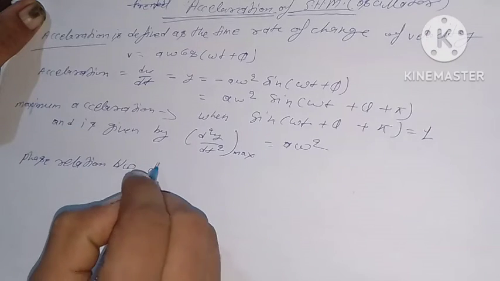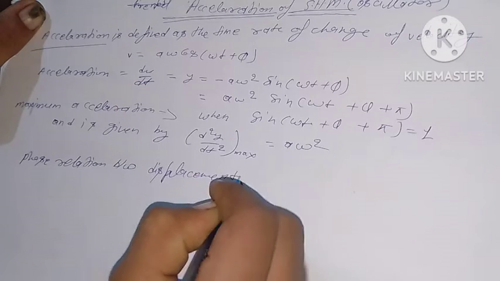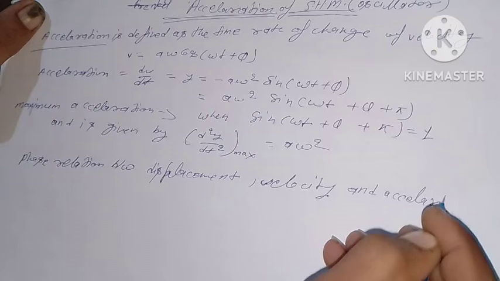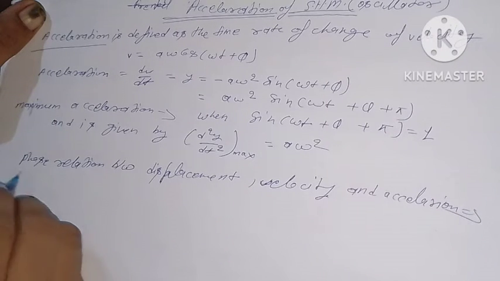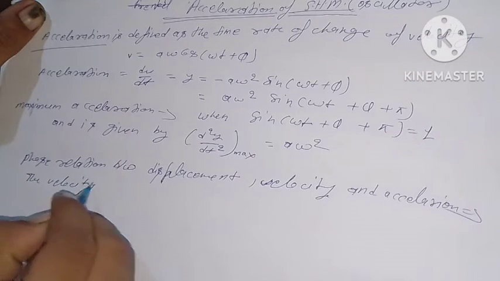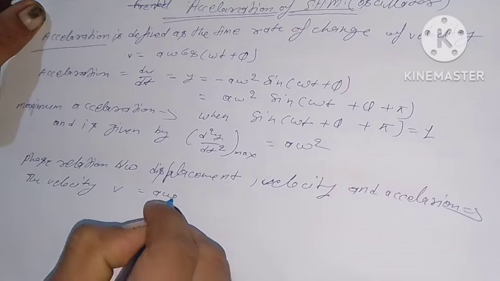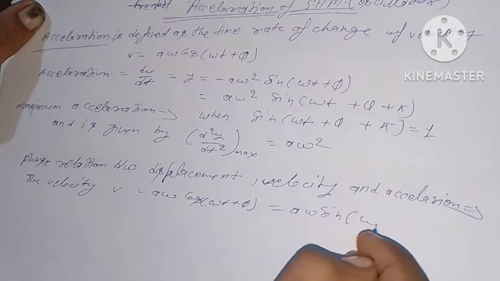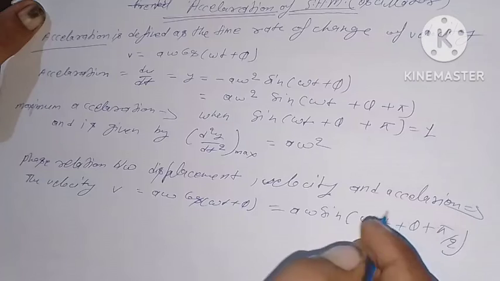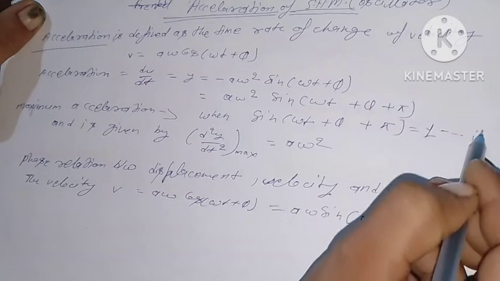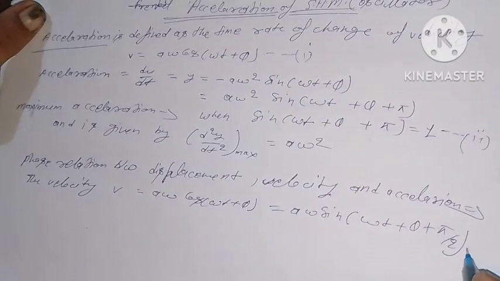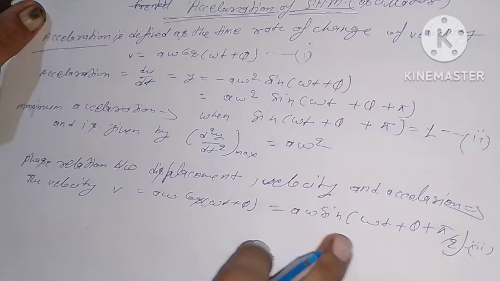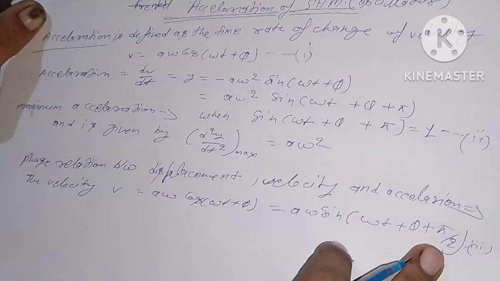Here is the phase relation between displacement, velocity and acceleration. The velocity v equals a omega cos(omega t plus phi), which equals a omega sine(omega t plus phi by 2). This is equation number two, the acceleration is equation number three, and the first is equation number one. Cosine is converted to sine.